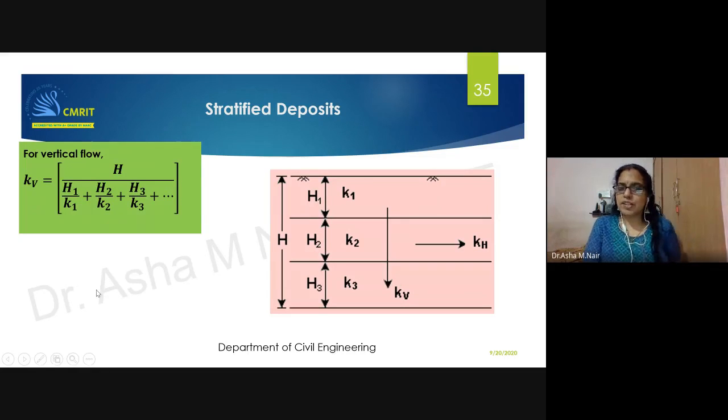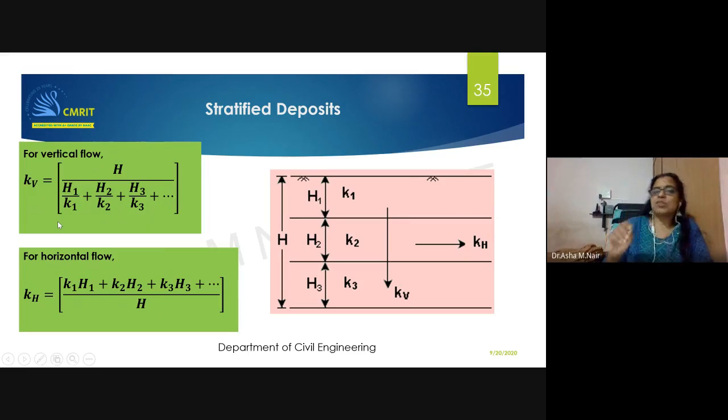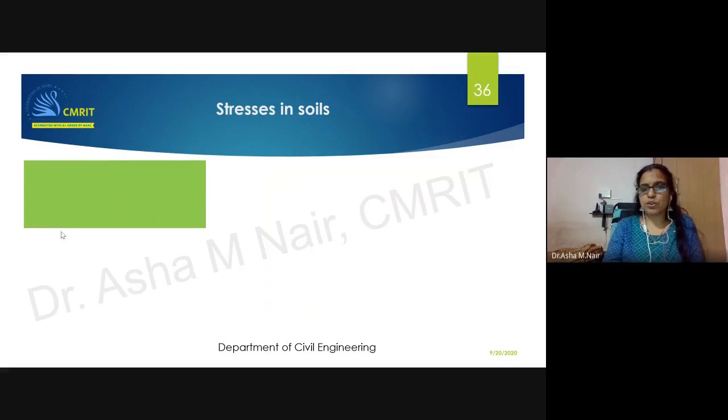Stratified deposit. In today's class, as I told you, we didn't come across a problem, but generally this also comes. Vertical flow, horizontal flow. Vertical flow is given by H divided by H1 by K1 plus H2 by K2 plus H3 by K3 and so on. Whereas for horizontal flow, it is K1 H1 plus K2 H2 plus K3 H3 and so on.